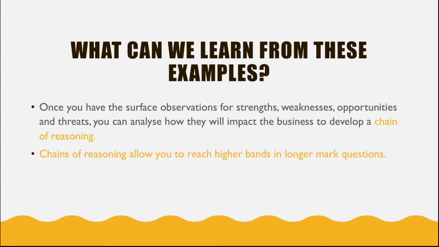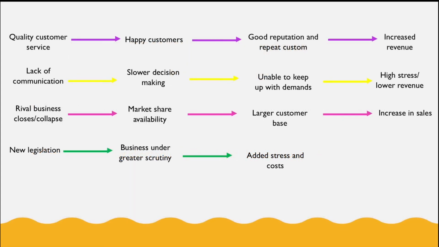In order to gain anything from our SWOT analysis, we need to see what we can learn, and using the examples, we can develop a chain of reasoning. Once you have surface observations for your strengths, weaknesses, opportunities and threats, you can analyse how they will impact the business to develop this chain of reasoning. A common fact is knowing that these chains of reasoning allow you to reach higher bands in your longer market exam questions. In the diagrams, I've shown how a chain of reasoning works.